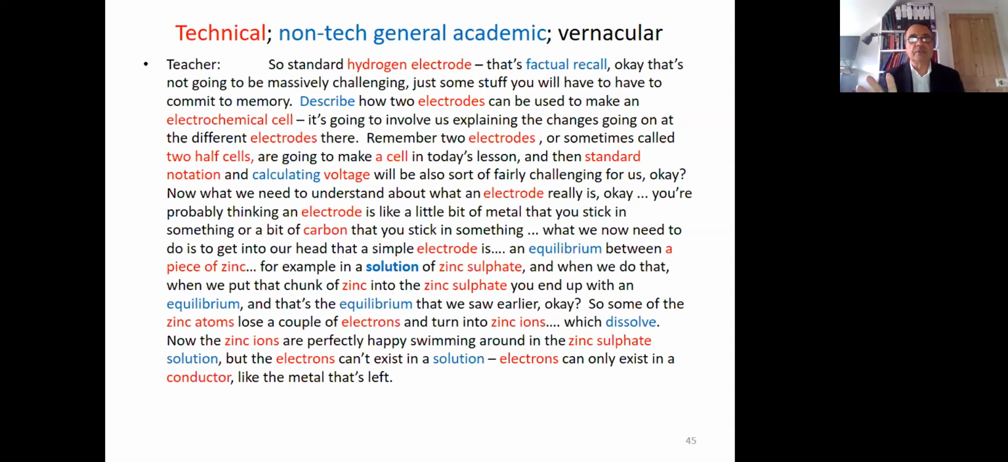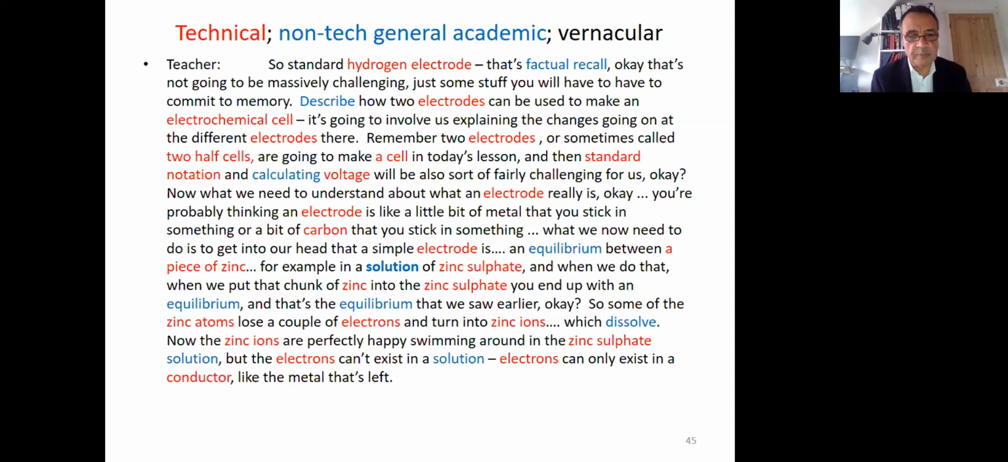What you might notice is that the technical vocabulary is just repeated over and over again: hydrogen, electrode, electrode, electrode, and so on. Sulfate, sulfate, electrode, carbon. So there's not a lot of new vocabulary coming in, right? There's a fair bit of academic vocabulary that might cause problems: factual recall, equilibrium, and so on. But actually, what might be causing a lot of problems is the vernacular things that the teacher is saying.